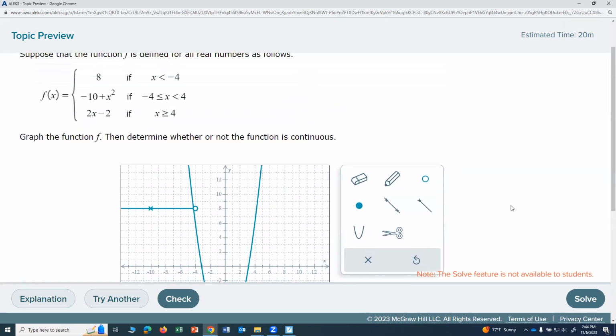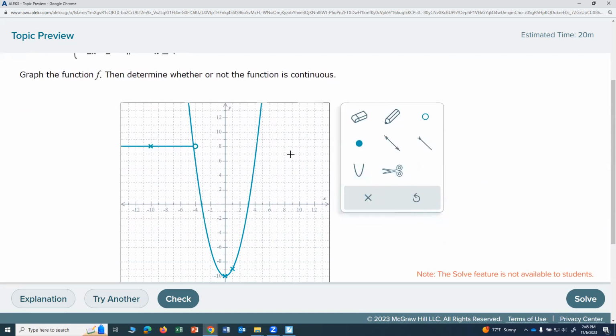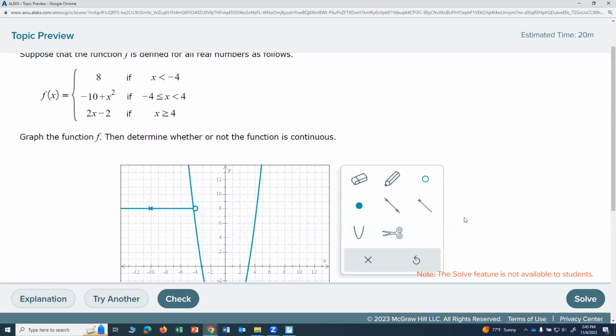And now here's the tricky part about graphing it in ALEKS. I have to use the cutting tool to get rid of the parts of the parabola I don't want. So I have to figure out what's happening at the endpoints. So if I plug in a negative 4 for x, negative 4 squared is a positive 16. So negative 10 plus 16 is 6. So I'm going to have the point negative 4, positive 6.